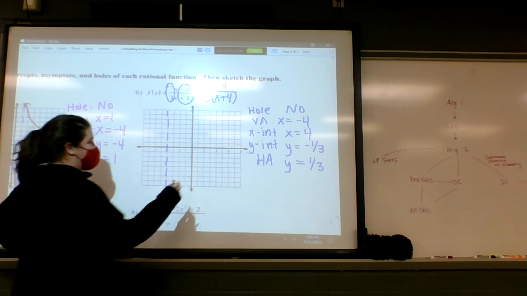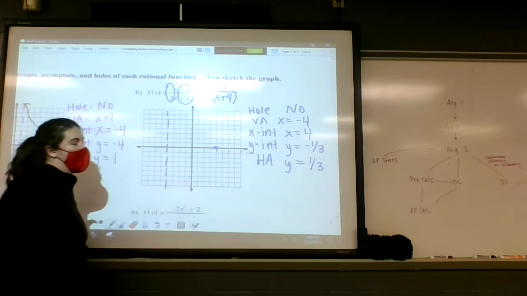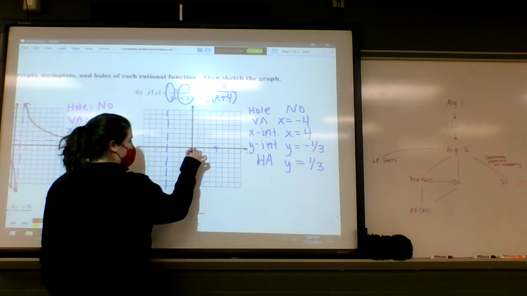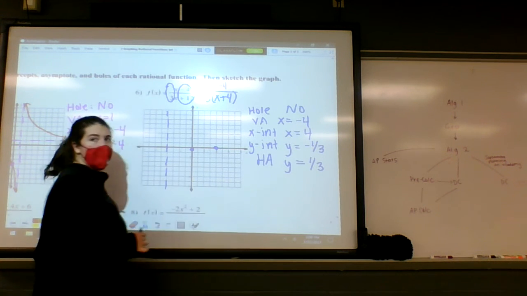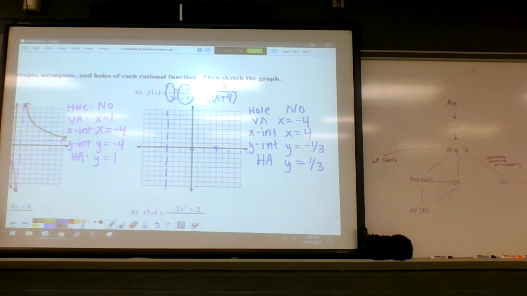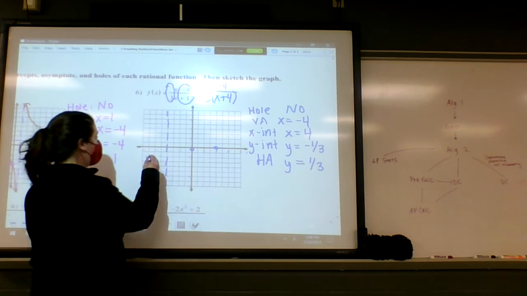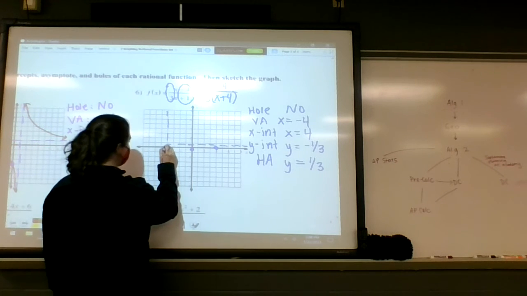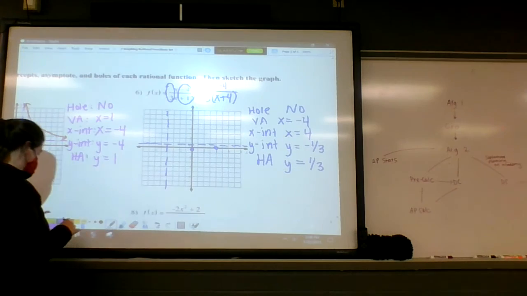X-intercept at positive 4, so that's just a dot, right? Y-intercept is negative 1/3. As long as you're close to approximately where negative 1/3 would be, then you're fine, right? So that would go down, I don't know, right in here. And last but not least, horizontal asymptote at positive 1/3. So that would be about right here. There's a lot of stuff going on right in this spot, isn't there? That's okay.